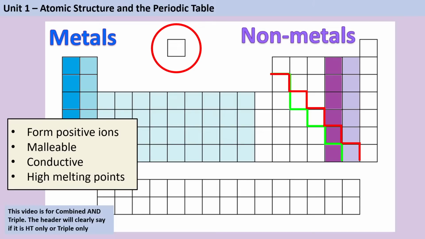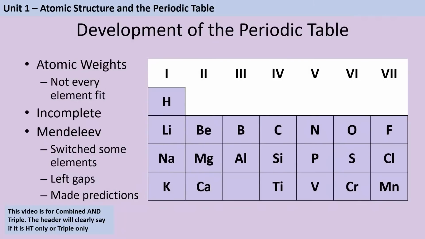They conduct both electricity and also thermal energy, and then they also have high melting points. So the periodic table hasn't always looked like it looks now. It started out as just a simple list of elements based on their atomic weight, and then we've kind of progressed since then.